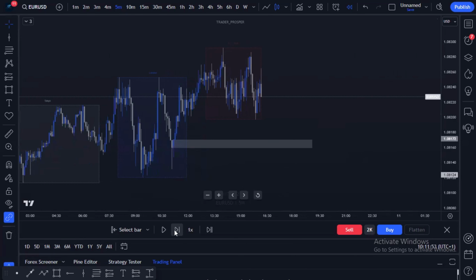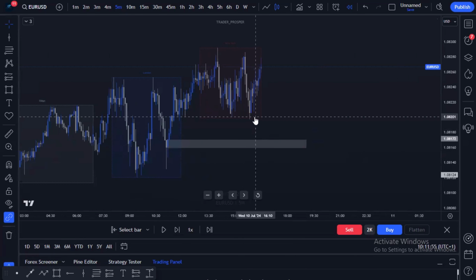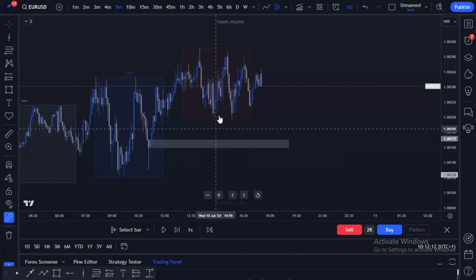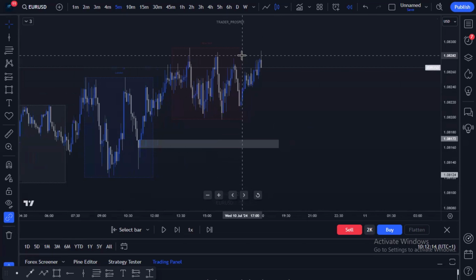Okay, this is almost the completion of the New York session. I don't think I'll be looking for a trade at this point because this is already 4:25. So I won't be looking at a trade at this point. All right, so the New York session is complete.